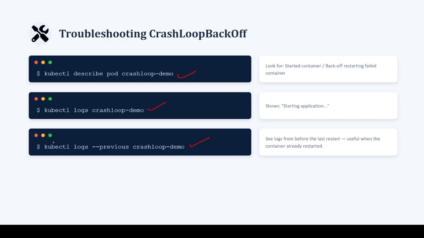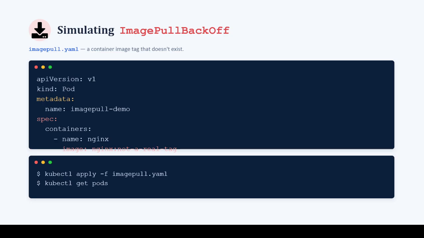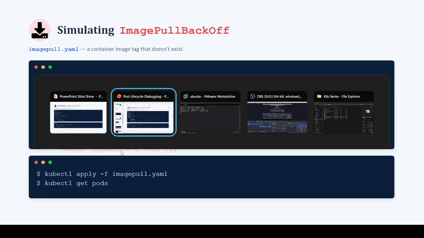One more thing is that if you use the --previous flag, it will show you the previous logs of your container. Next, moving forward is ImagePullBackOff. It is quite easy. If you give a different image which is not available in Docker Hub, then you will get this particular error.